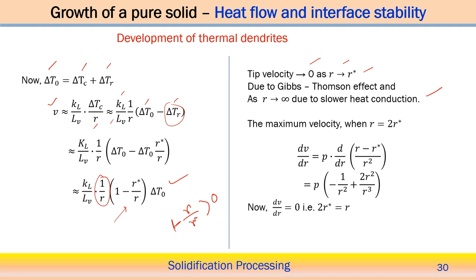Now, for the maximum velocity, since R is the variable here, we can perform dV by dr and set it to 0. That gives the optimum value of the growth rate when r equals twice r star. So the growth rate will have positive values between r star and 2 times r star, and in that range the growth velocity goes from 0 to the maximum value.